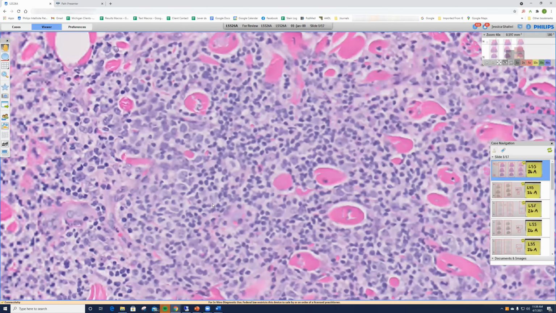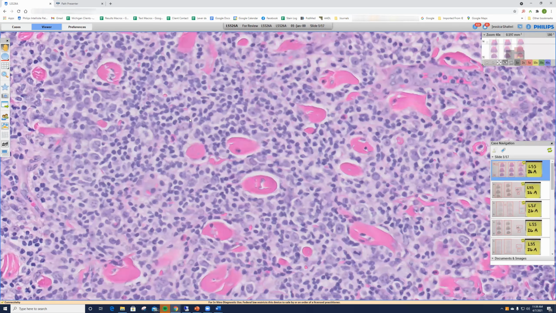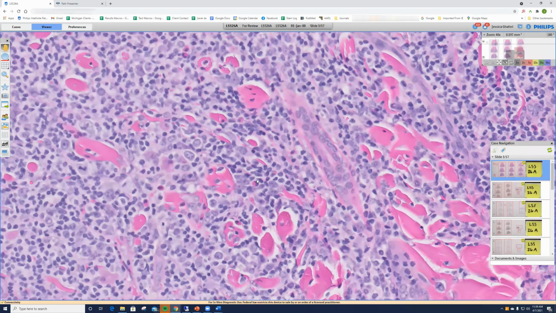So the lymphocytes, while slightly enlarged and maybe centroblastic or immunoblastic, don't have high-grade cytologic atypia. There's a nice admixture of different lymphocytic populations in here, but overall they look pretty cytologically bland. And that's typical for what we see with a marginal zone lymphoma.